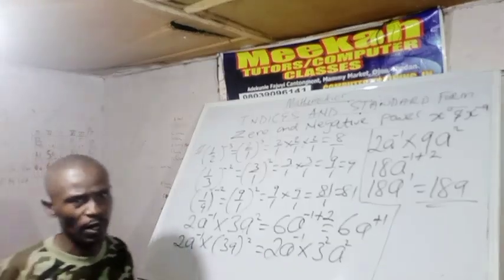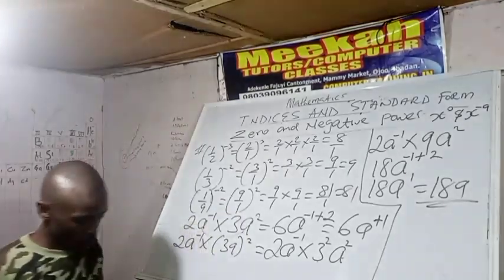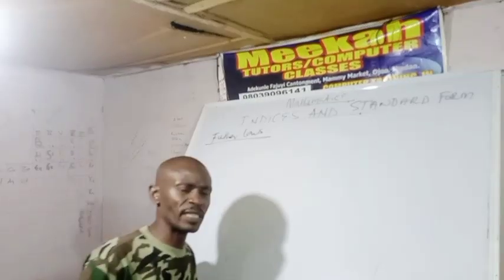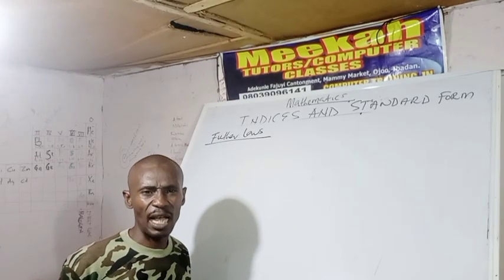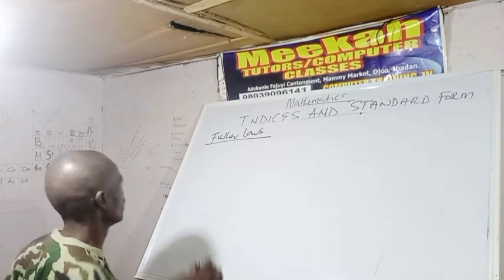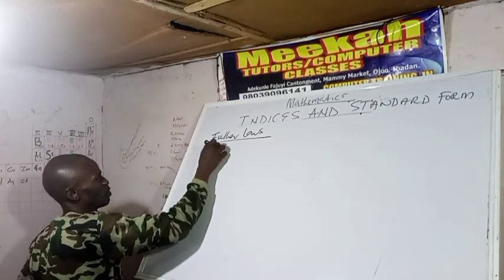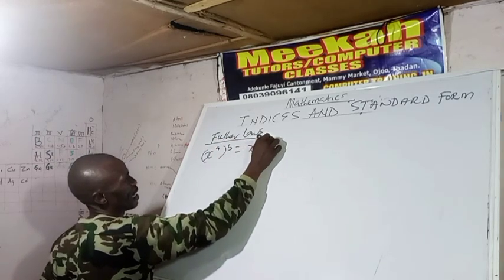I am Corporal Bibola Abdulakim, blasting from Headquarters of Mecca Tutorial. We still want to consider other laws of indices. If you're in JSS, we want you to see that you have x raised to power a, bracket b, equals x raised to power a times b.